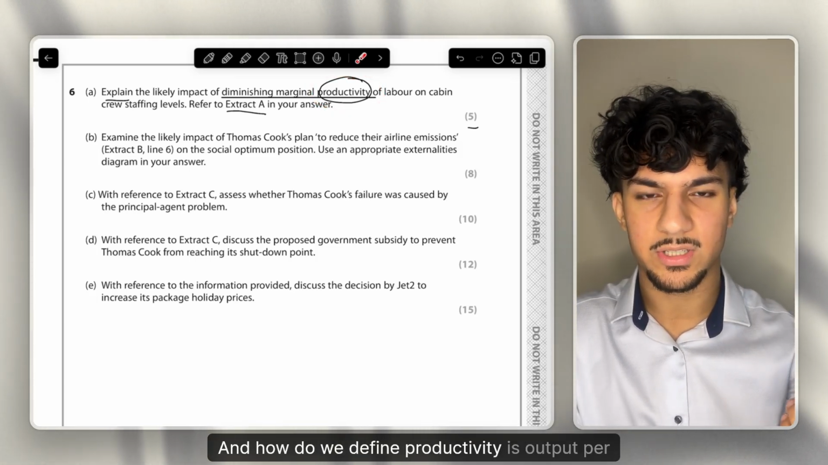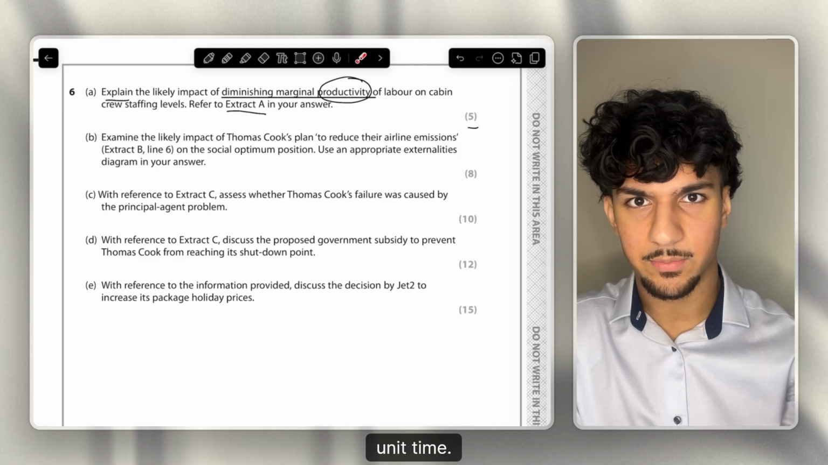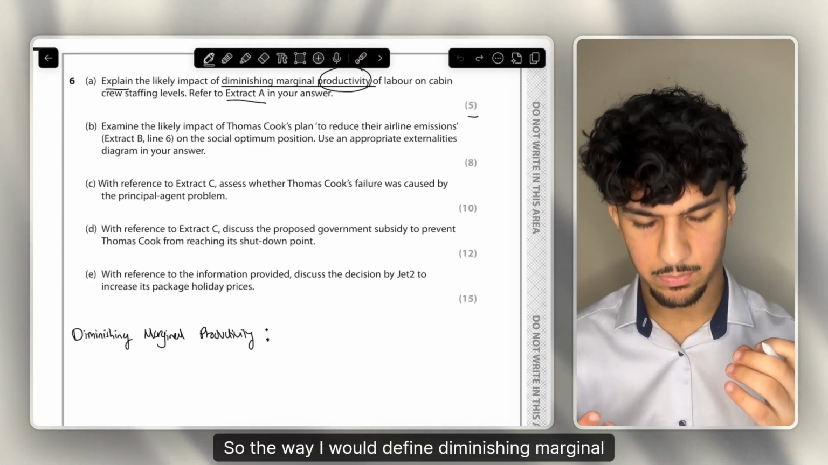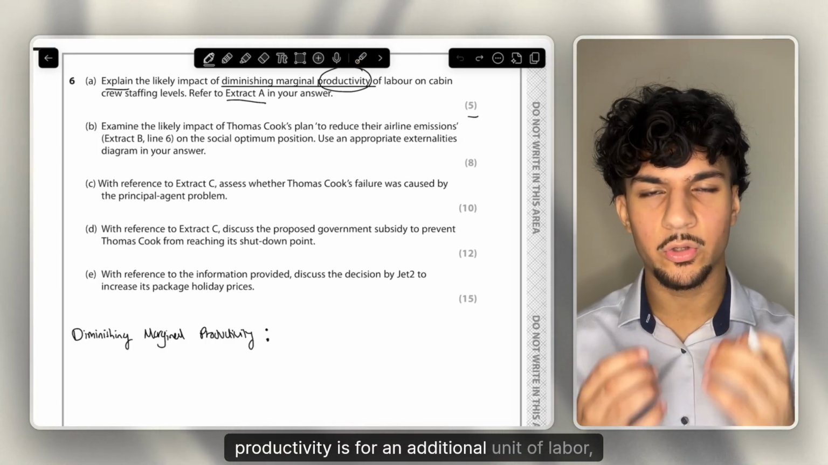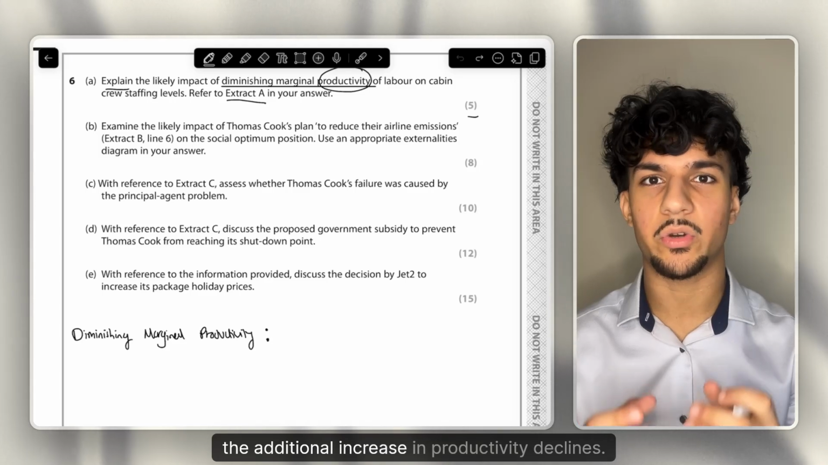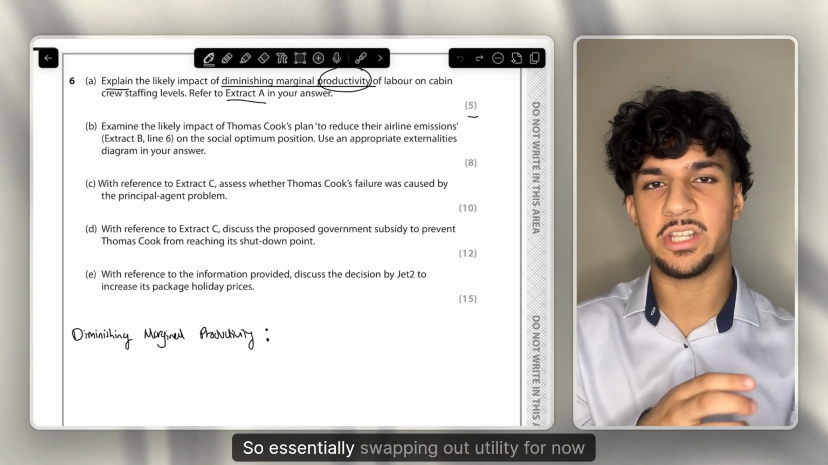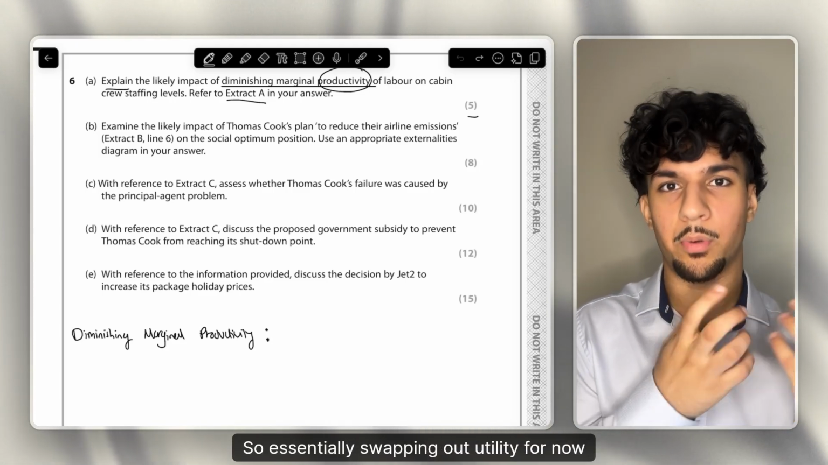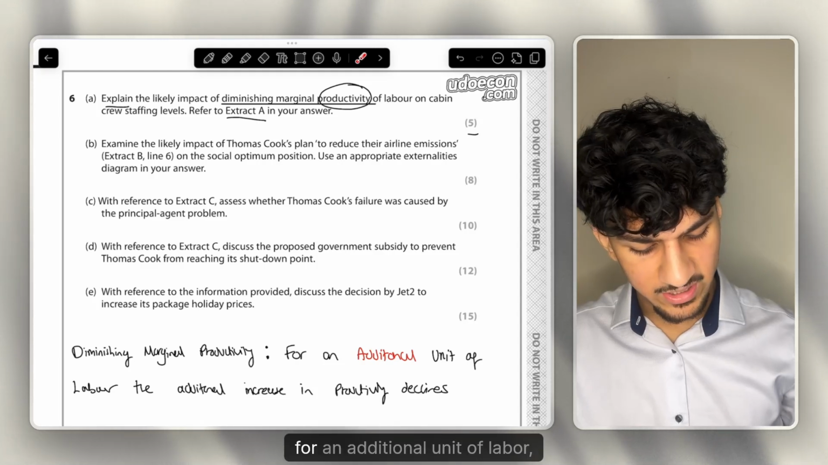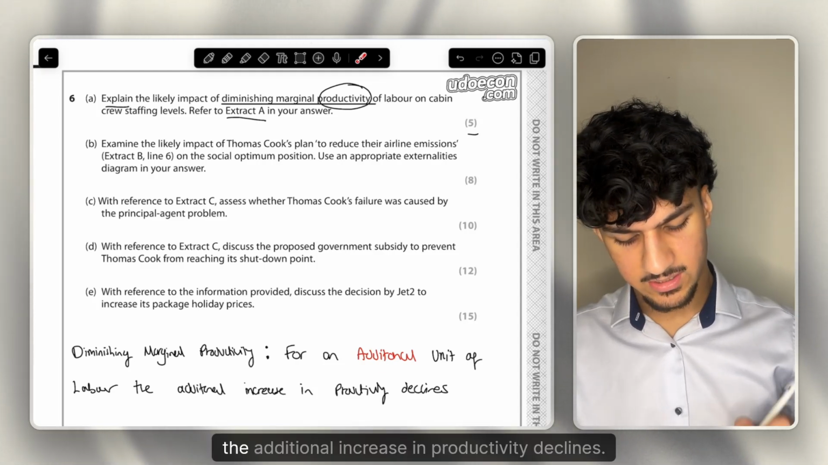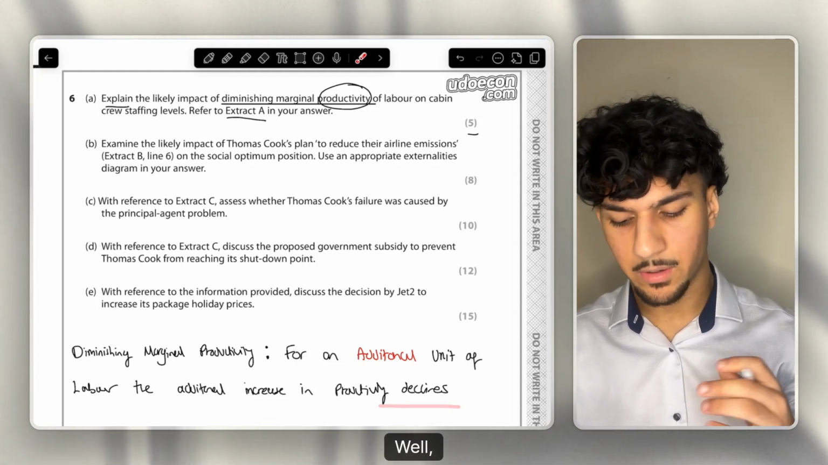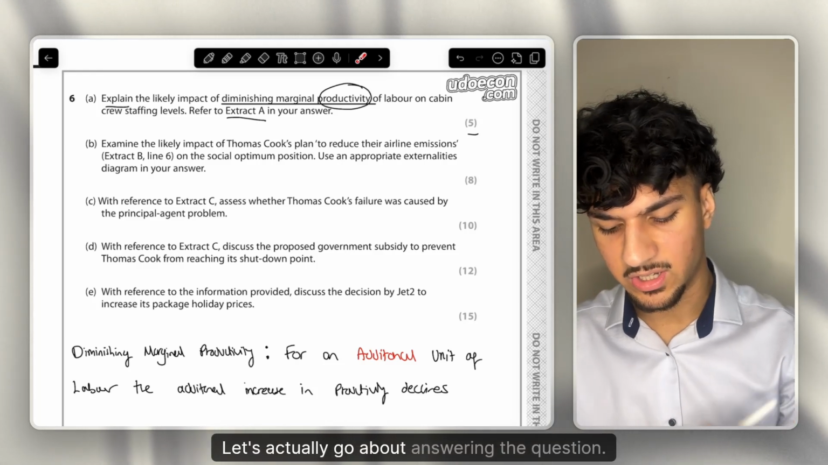The only thing really changing is productivity. And how do we define productivity? It is output per unit time. So the way I would define diminishing marginal productivity is: for an additional unit of labour, the additional increase in productivity declines. So essentially swapping out utility for productivity. Like I said, for an additional unit of labour, the additional increase in productivity declines. But that's the definition, so let's actually go about answering the question.